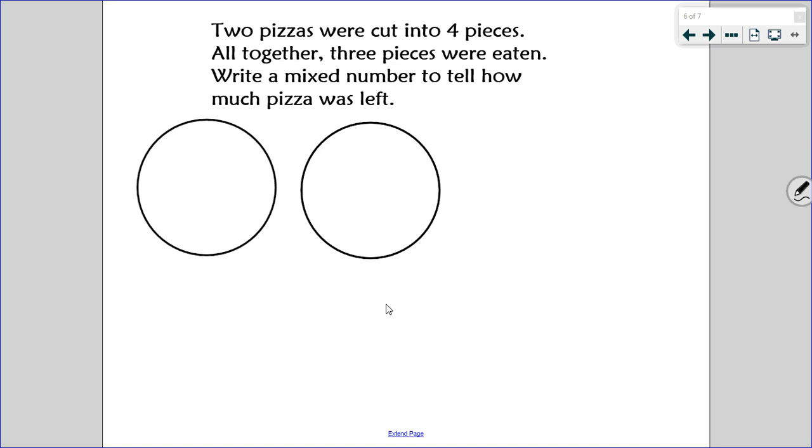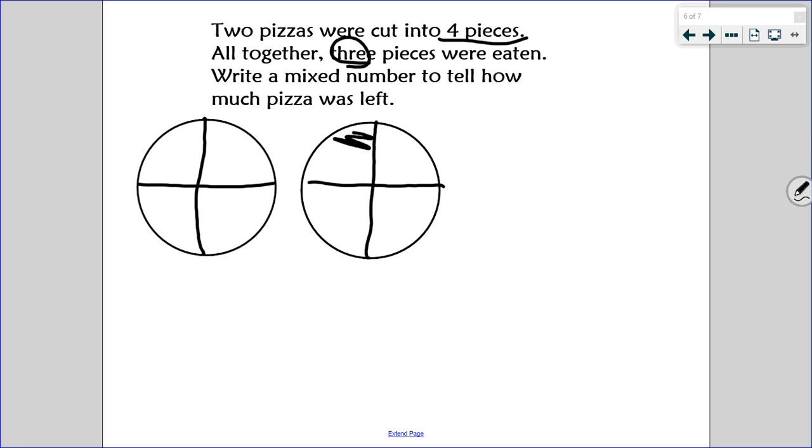Here's a word problem. 2 pizzas, okay, I've got those, were cut into 4 pieces. So let me divide my pizzas. That's not really straight, but you get the point. All together, 3 total pieces were eaten. Okay, so I'm going to scratch 1, 2, 3. So those 3 pieces were eaten.